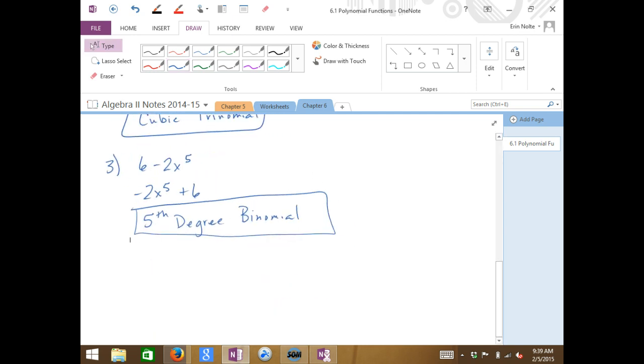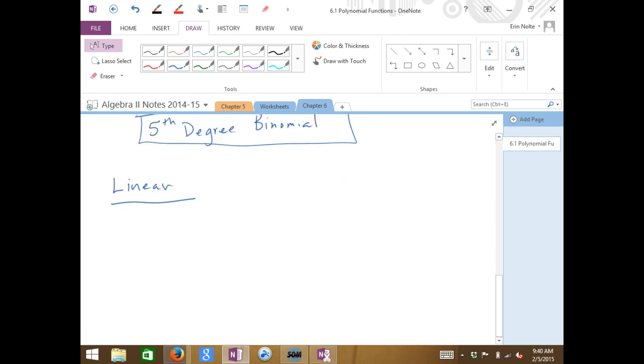We also need to make sure we know what all the functions look like. Eventually we're going to be able to identify all of them, but we're going to start out nice and slow. We all know what a linear function looks like, right? What do linear functions look like? A straight line. There are no curves in it, it is totally straight.